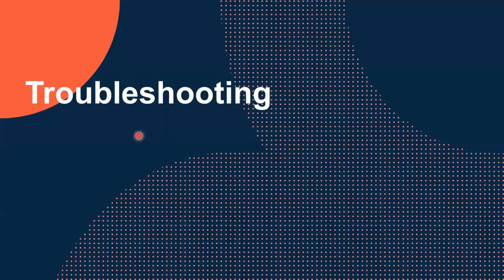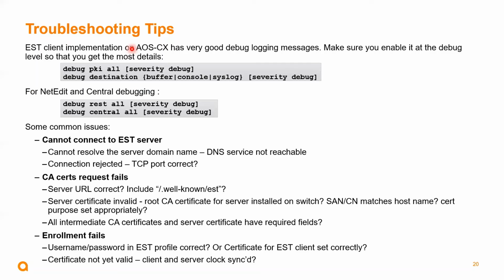Let's see the troubleshooting. If there is any issue with the feature, how can we troubleshoot it? First comes debugging. The EST client implementation on AOS-CX switches has very good debug log messages. To enable them, we need to enable the CLI debug pki all with severity as debug. We can set the debug destination as buffer, console, or syslog, where the debug messages will be stored. If we are using other applications for the config push, we can also debug the events related to them, like for NetEdit, debug restore, and for Central, debug central all.